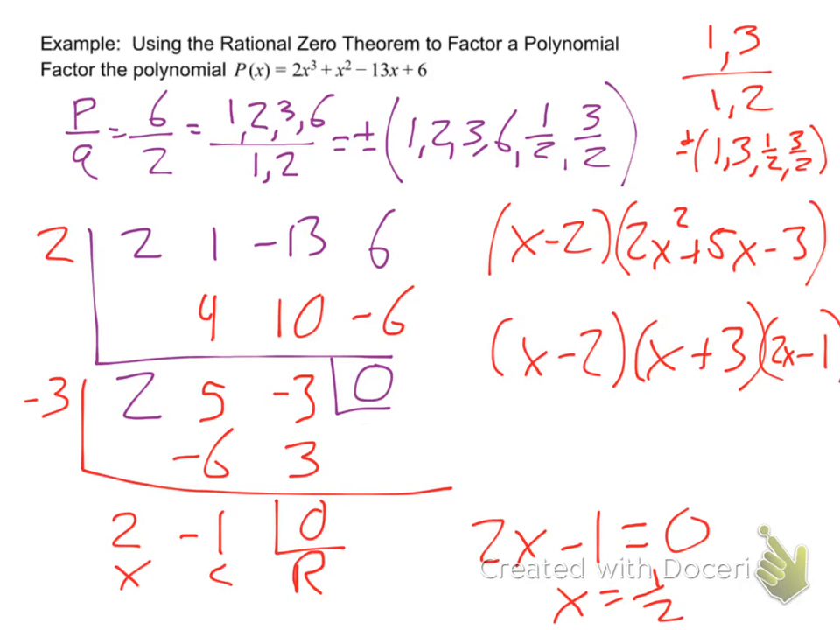So you could use, instead of 2x minus 1, x minus 1/2. That would work. But, guys, we just factored this. That's what the question's asking, using the rational zero theorem to factor it. It didn't say list them. It didn't say what are the zeros. If it said what are the zeros, then I would go back and say 2, negative 3, and 1/2.